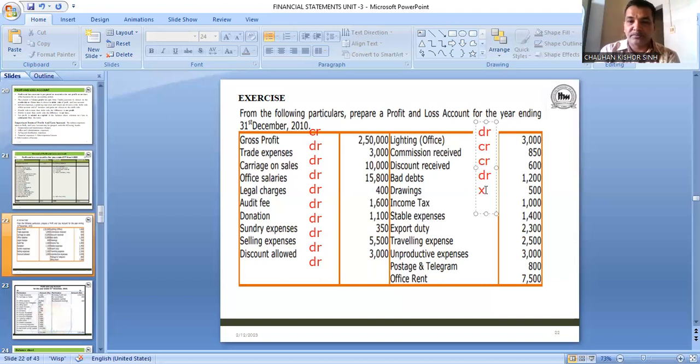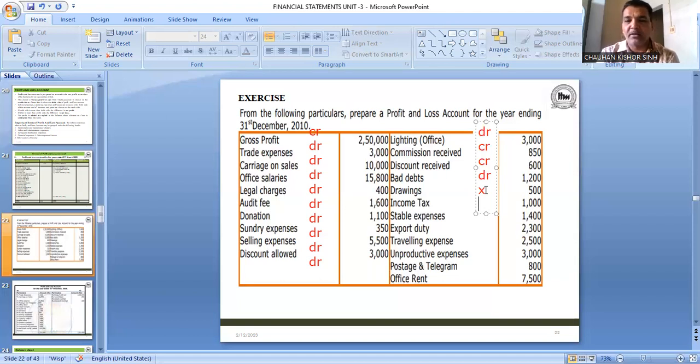Then income tax. What is income tax? Income tax we have to pay on the profit. If you are running a business, then we have to pay corporate tax on our profit. Individuals also pay income tax. Businessmen also pay income tax. This is a corporate tax, tax paid by the businessmen.